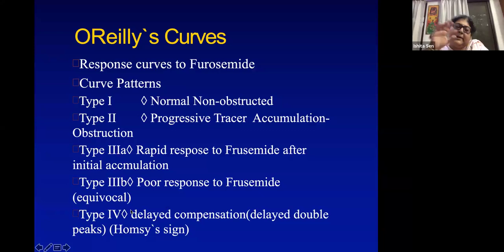They have a typical pattern when you look at whether it is a normal, non-obstructed kidney, or an obstructed kidney, or if there is a rapid response to furosemide after an initial accumulation, which is basically a type 3A curve, or a poor response to furosemide, which is equivocal and usually happens where there is a lot of nephropathy along with the uropathy, and of course type 4 or the HOMSIS sign, which looks at the delayed compensation. So this shows a delayed double peak.